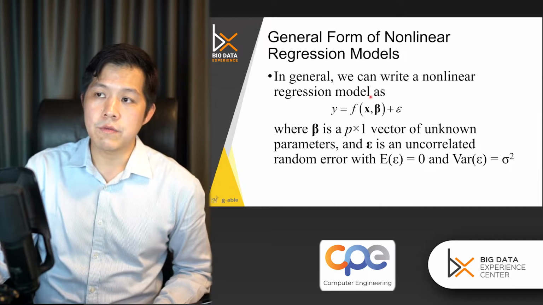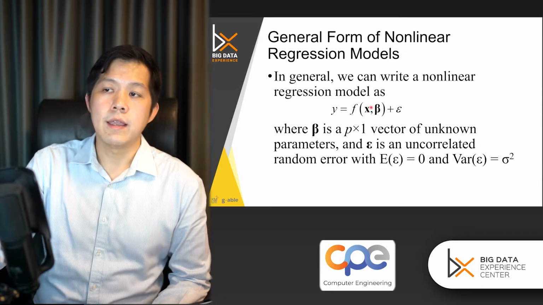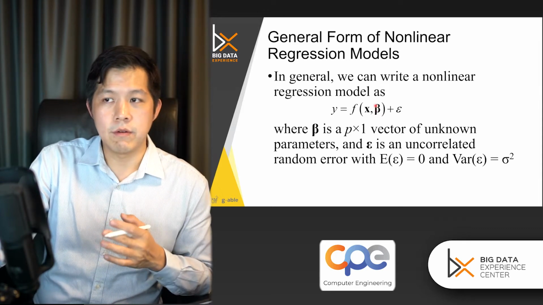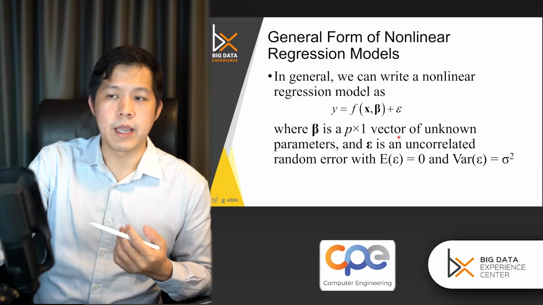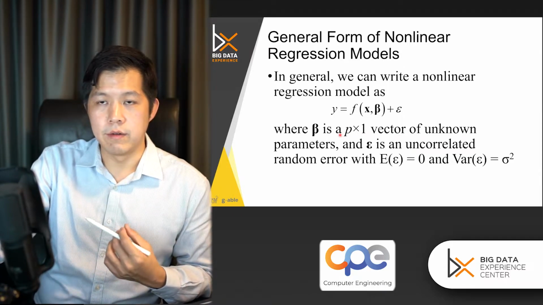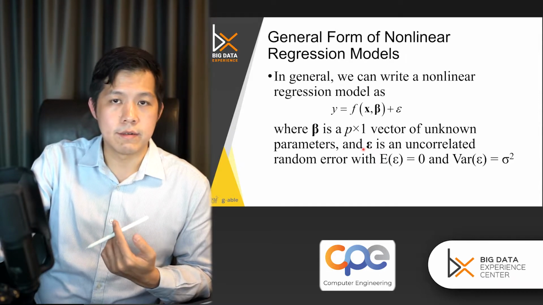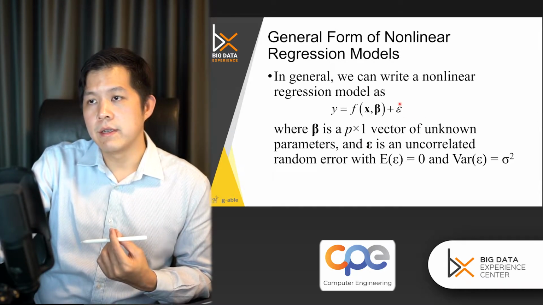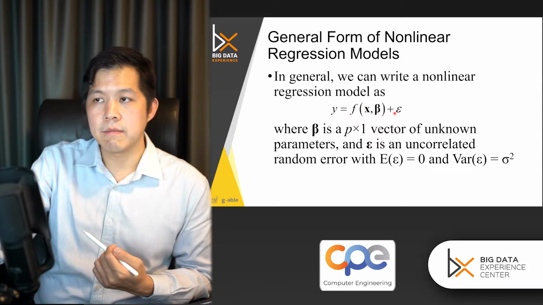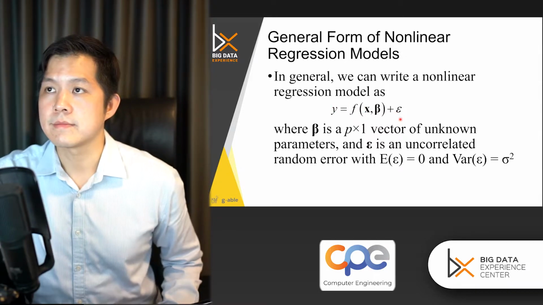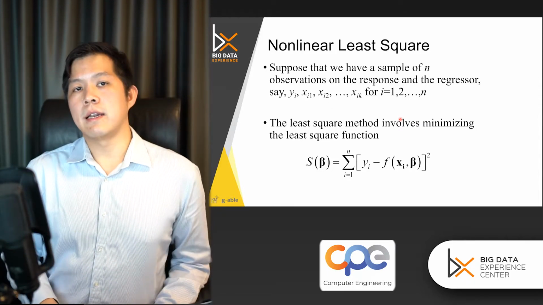In the nonlinear function, we have parameter beta somehow associated with x. Say we have simple terms here that beta is a p times 1 vector, right? Unknown parameters with the size of p. And epsilon is uncorrelated error. We have the error here. And y comes from f of x, beta plus epsilon. And then we're trying to minimize this nonlinear function.